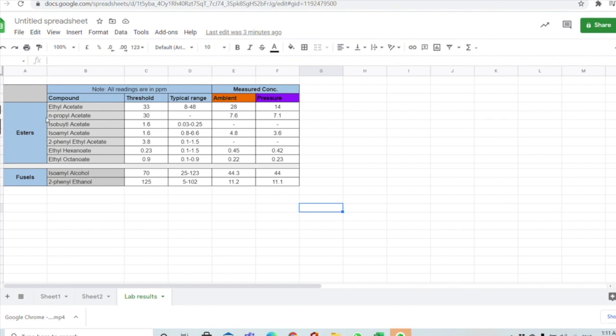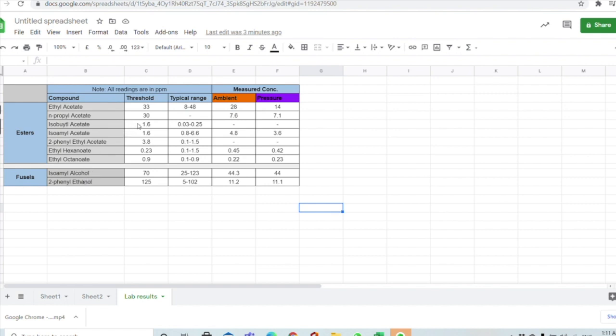For the esters, we measured the concentration for ethyl acetate, propyl acetate, isobutyl acetate, isoamyl acetate, 2-phenyl ethyl acetate, ethyl hexanoate, and ethyl octanoate. And then for fusels, we measured the concentrations for isoamyl alcohol and 2-phenyl ethanol.